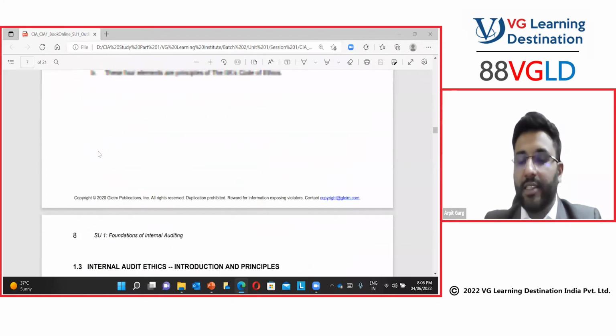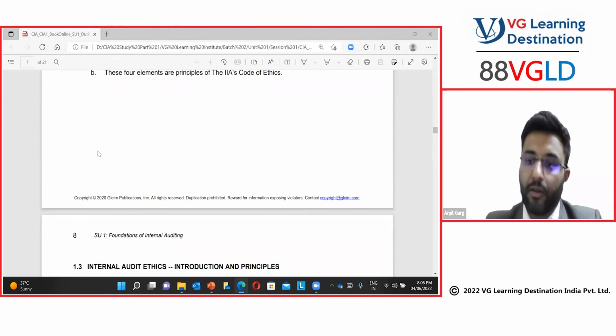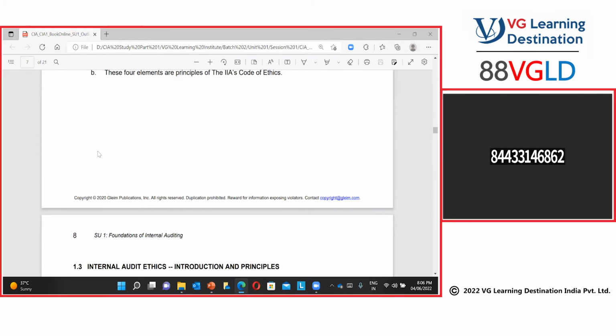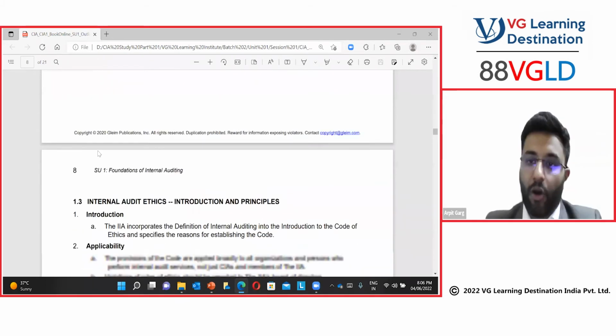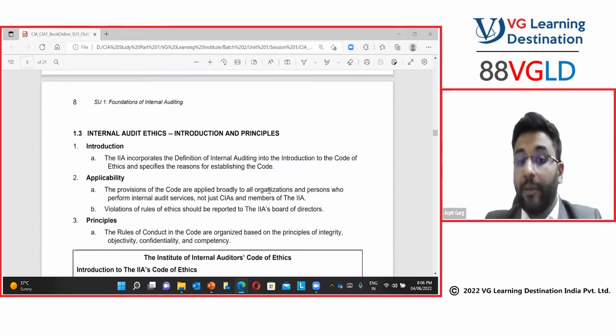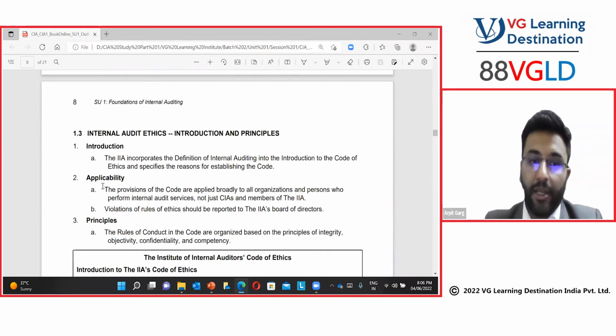What is your answer? Is the Code of Ethics only applicable to CIAs or IA members, or everyone who is in the IA profession? To everyone. Please remember that this is again important. The provisions of the code are applied broadly to all organizations and persons who perform internal audit services, not just CIAs and the members of the IA. Please do highlight this. Please do remember that the provisions of the code are applied broadly to all organizations and persons who perform internal audit services, not just CIAs or the members of the IA.